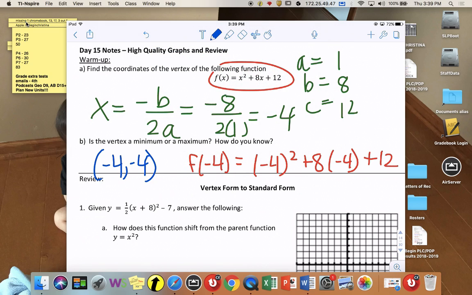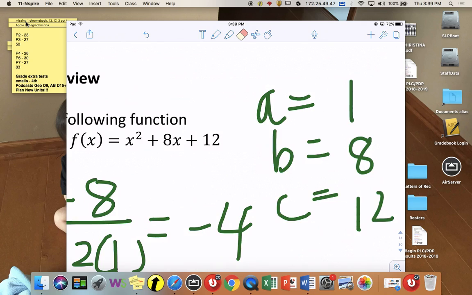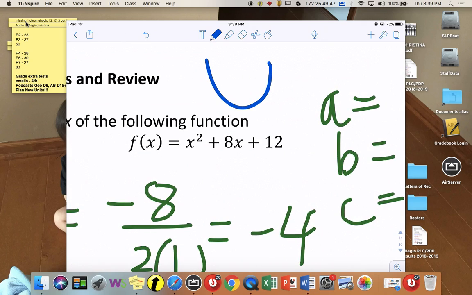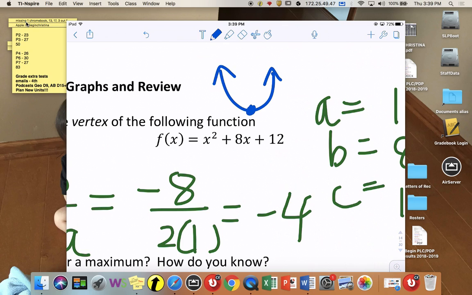All right, our vertex is where it changes direction. How do we know if it's a max or min? Well, you take a look at the equation in standard form and you look at the a value. Here our a value is positive 1, so we know it's going to be right side up, like a smiley face. And here's that vertex. In this case, it's a minimum right there.